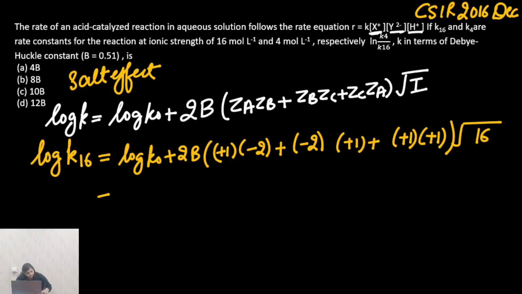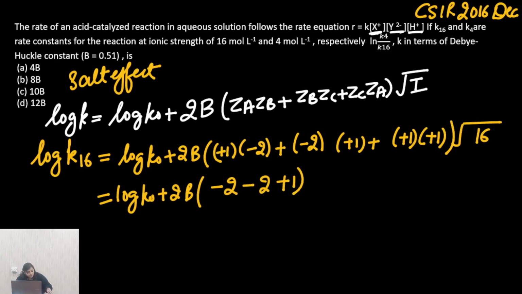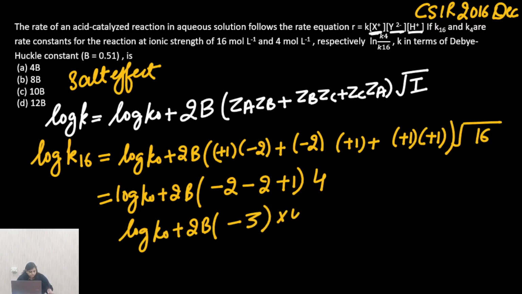This becomes equal to log of K naught plus 2B times, this will be minus 2 plus 1, into the root of 16, which is 4. So this comes out to be log of K naught plus 2B into 3 minus of 3 into 4. So 4 3s are 12, 12 2s are 24. So minus 24B and log K naught, this is equal to log of K16. So this is what we will be getting.